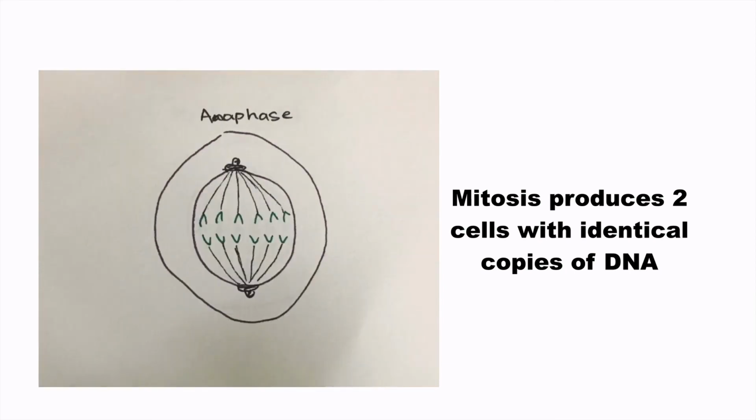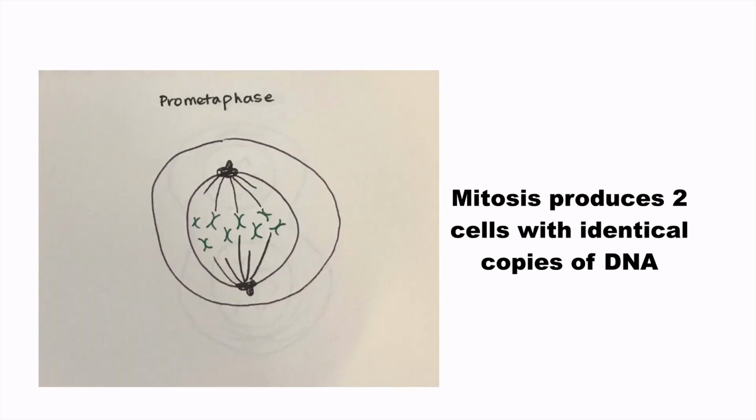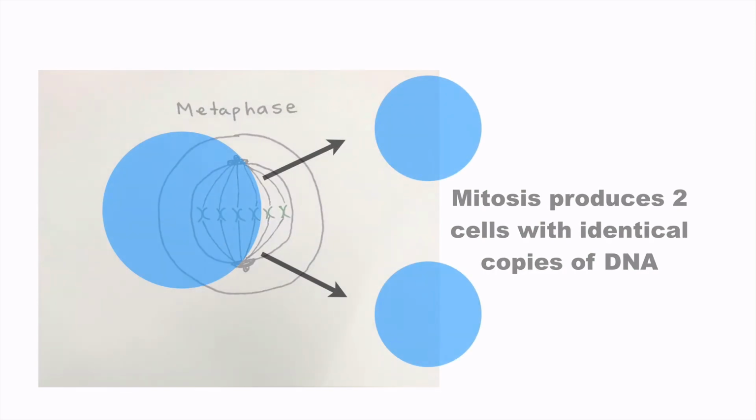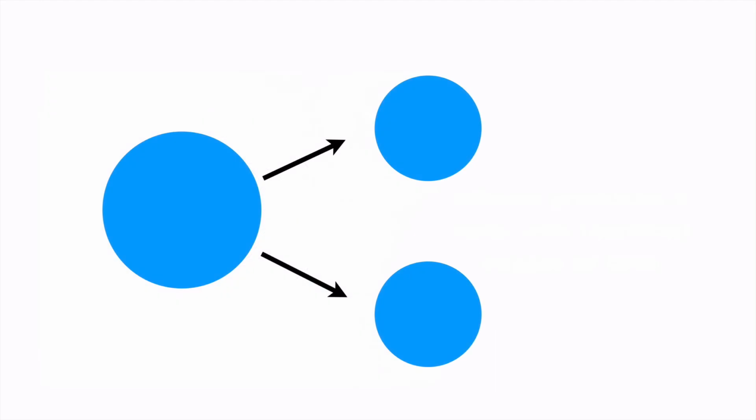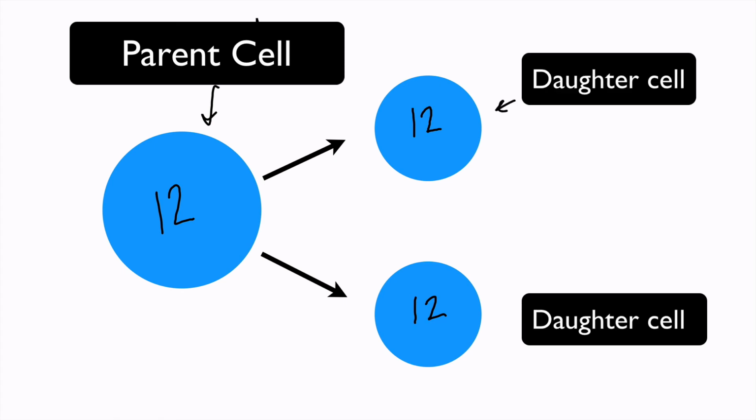So once again, that's the real concept here, at the end, we wind up with two cells that are identical. To just give you a for instance, so you can follow what's happening, if I had a parent cell with 12 chromosomes in it, after the process of mitosis, I have two new cells with 12 chromosomes. This we call the parent cell, and these we call the daughter cells.